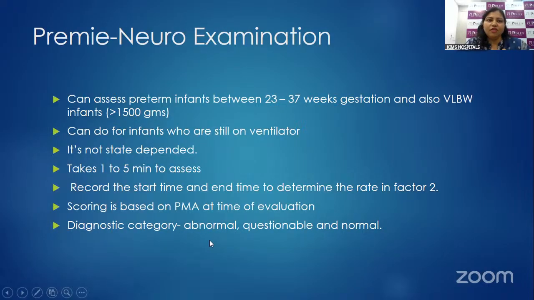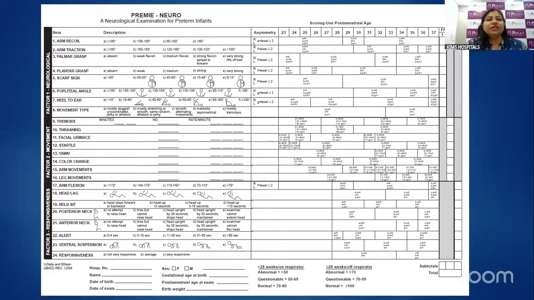So let's see how it looks. This is the primary neuro examination for preterm. If you see here, it is divided into three factors. On the right side of the screen, factor one is neurological, factor two is movement, and factor three is responsiveness, like what you did and what result you got. Then you will see here the gestation age. On the left hand side it is given from 23 weeks till 37 weeks.